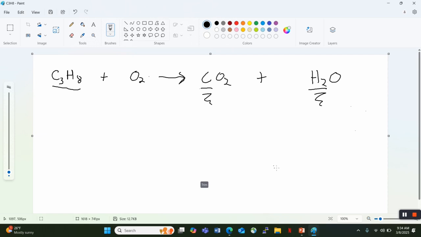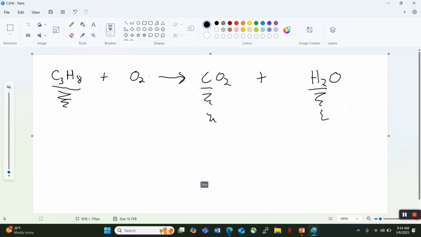What's better still is that carbon and hydrogen in our products are only linked to oxygen, which exists as a lone diatomic species in our reactant stream. So what we can do here is modify the number of carbon and hydrogen atoms in our products so that they equal the number of atoms in our initial species of methane.